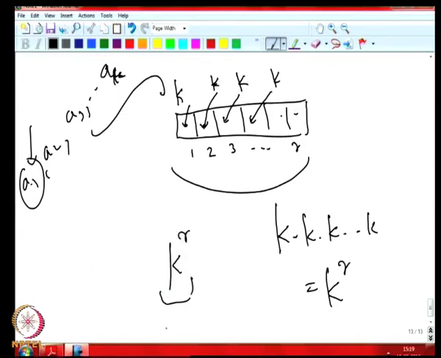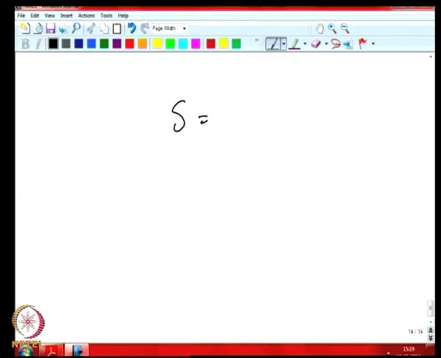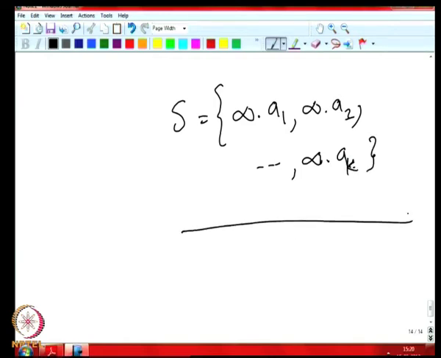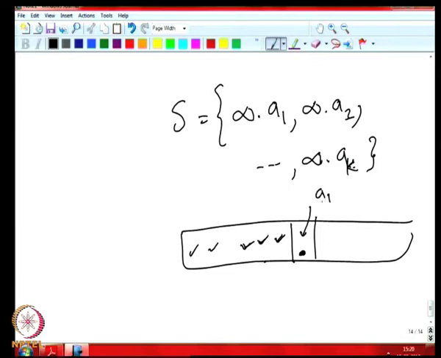Once you look at this proof, you see that the assumption that the multiset S is of this form, infinity times A1, infinity times A2, and all the way to infinity times AK, was not really necessary. What we are bothered about is that when I try to fill this thing, after filling something here, it should not happen that I want to fill some A1 here and that A1 is finished off. When I say infinite copies are there, it will never finish off. That was the only intention of saying there are infinite copies.